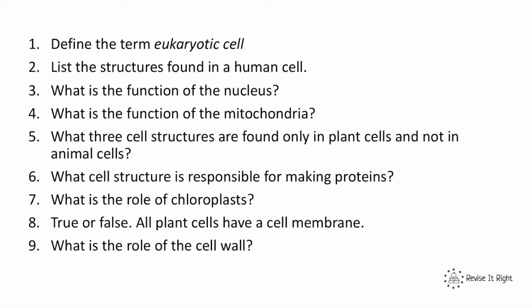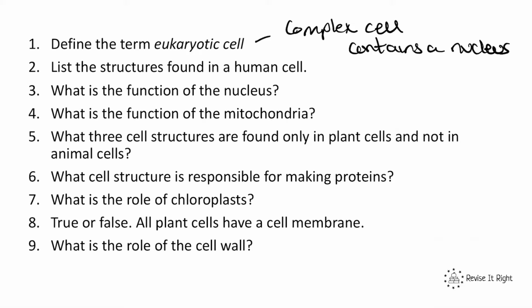Now what I want you to do is pause the video again and have a go at answering these questions here. Okay, so let's quickly run through the answers. Define the term eukaryotic cell. Well, you'll remember that it's a complex cell that contains a nucleus. They're the two important points I'm making. So complex and contains a nucleus.